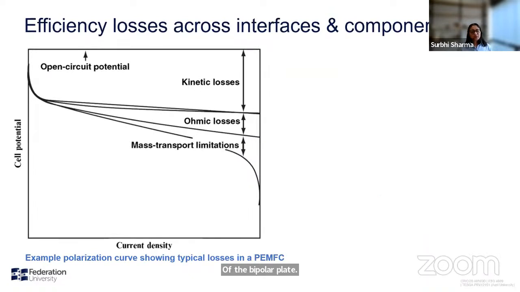So if you try to put all the components and their losses and their requirements together, you can understand why a typical polarization curve has a number of losses. There are kinetic and ohmic losses and mass transport limitations or losses that happen through a typical polarization curve in a PEMFC, which are inherent in the system.